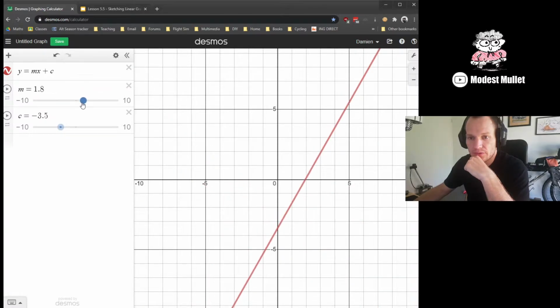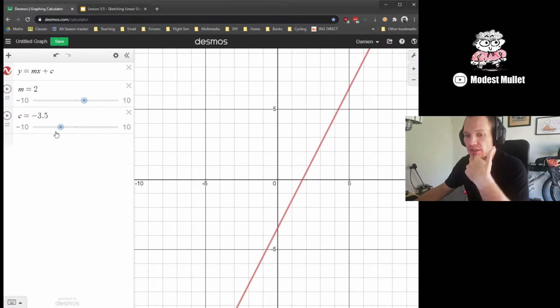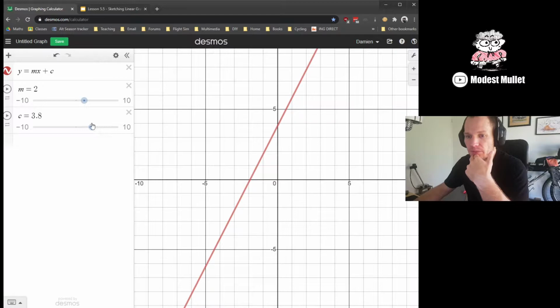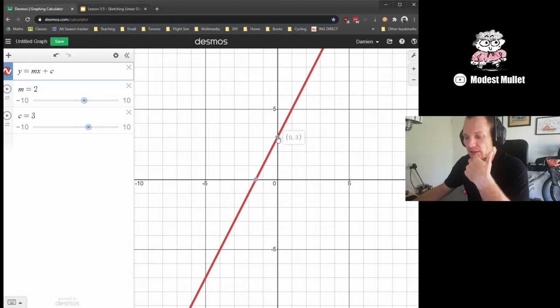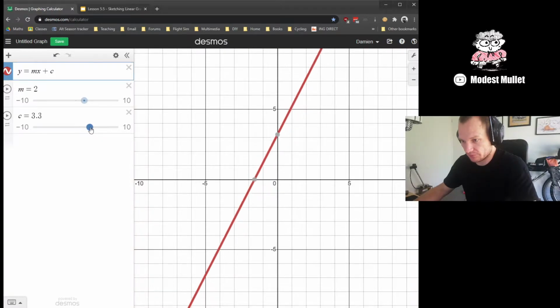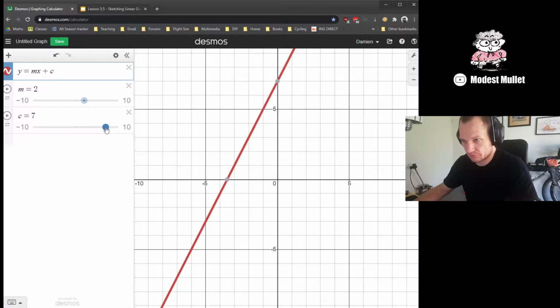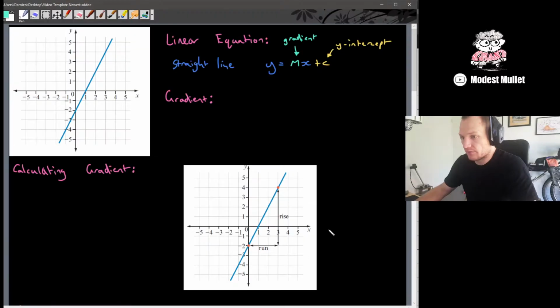So let's go back to a regular gradient that we're used to seeing, a positive gradient. Our c value is our y-intercept. It effectively just moves the graph up and down, and whatever that c value is, that is the y-intercept, or where the line crosses the y-axis. So right there at (0, 3). And as I move that greater, we can see it goes up. So if I set it to 5, the line crosses at 5. If I move it up to 7, the line crosses at 7. All right. So that's a basic form of a linear equation.